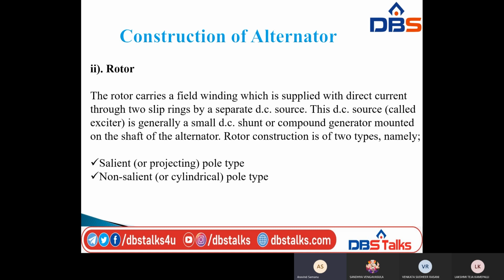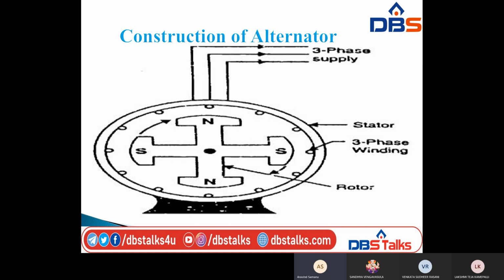You already know that there are different types of generators: series generator, shunt generator, compound generator. Here I am using the exciter as the DC shunt or compound generator. It is mounted on the shaft of the alternator. So here the DC generator is mounted on the shaft. This one is the shaft.